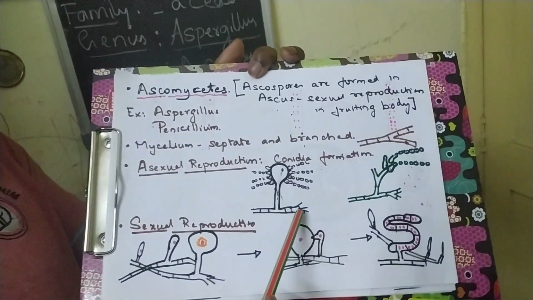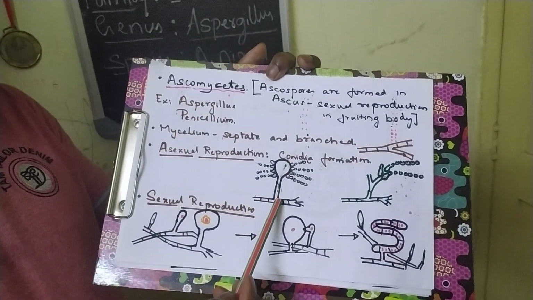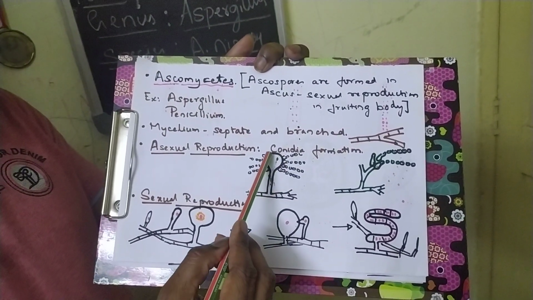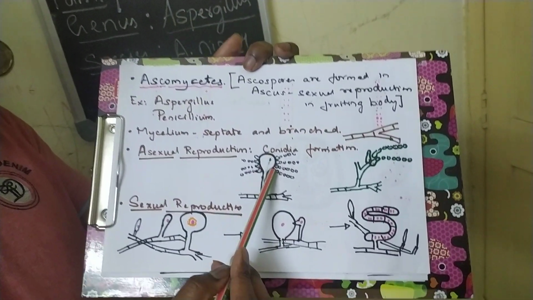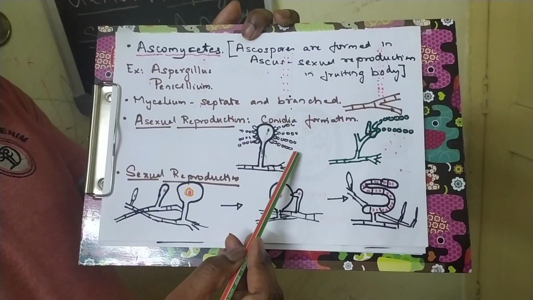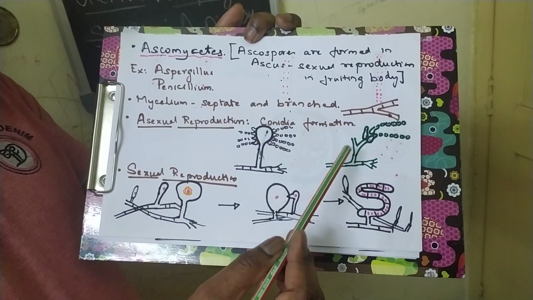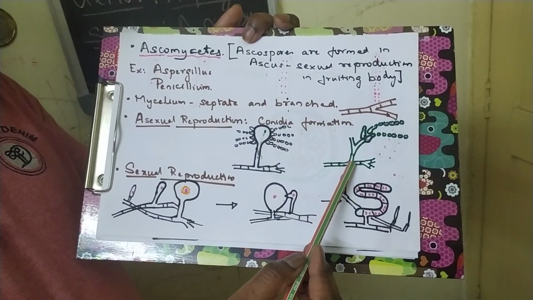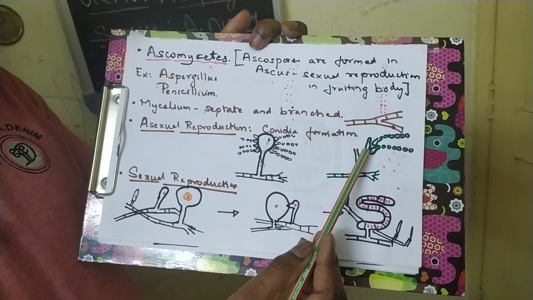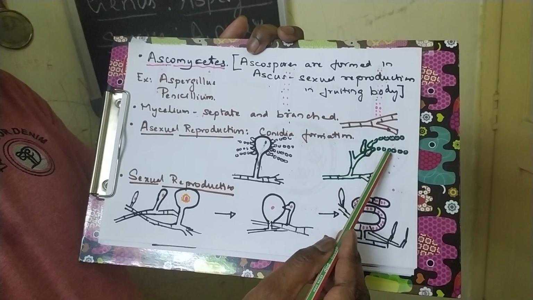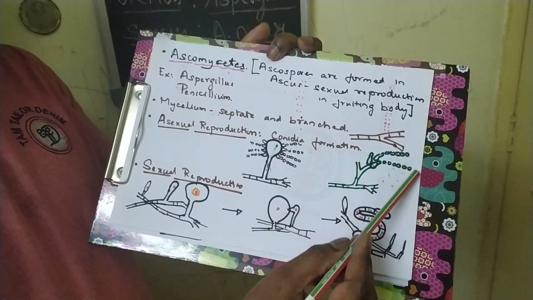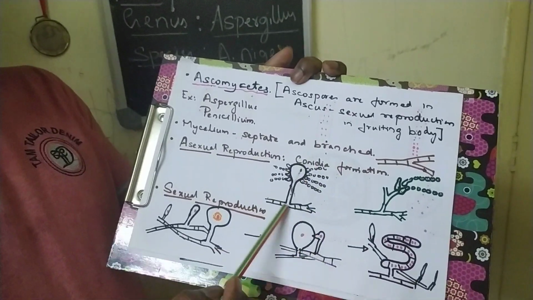Here you can see that the septate mycelium will give rise to a conidiophore, a vesicle, bottle-shaped sterigmata with chains of conidia by basipetal succession. These are also conidia formation only, but here the mycelium is going to give rise to a conidiophore which is branched, then the sterigmata is formed with a chain of conidia. This is a penicillium and this is the aspergillus.